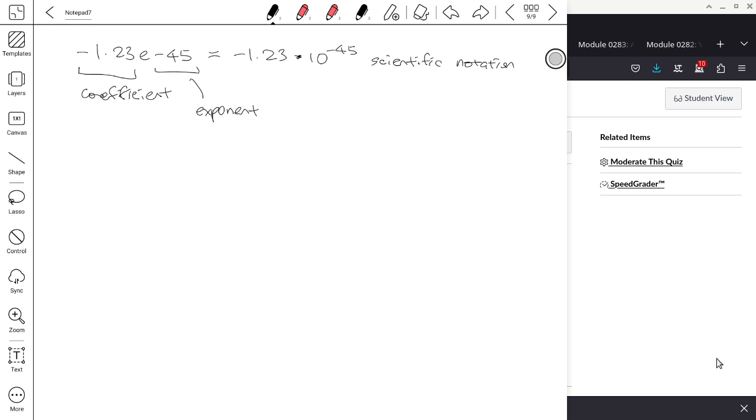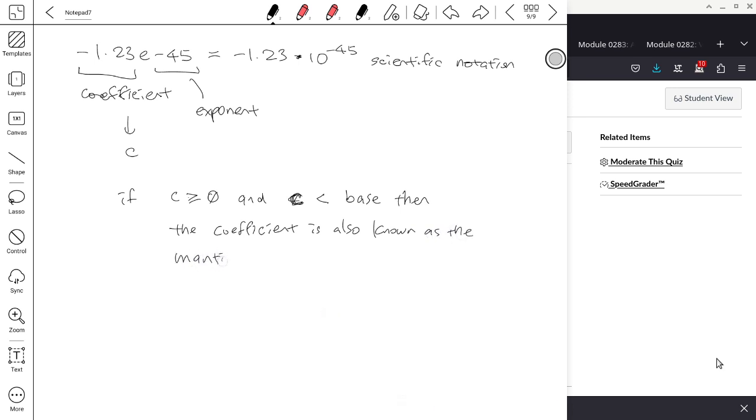And then when the coefficient falls within a certain range, it also has a different name. So I'm just going to call this C, because it's a whole lot easier to write. So if C is greater than or equal to 0, and C is less than the base, which is base 10 in this case, then the coefficient is also known as the mantissa. In this case, except for the arithmetic negation, 1.23 itself can be seen as the mantissa.